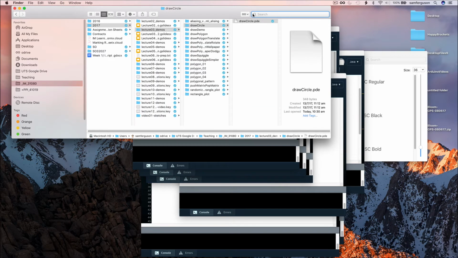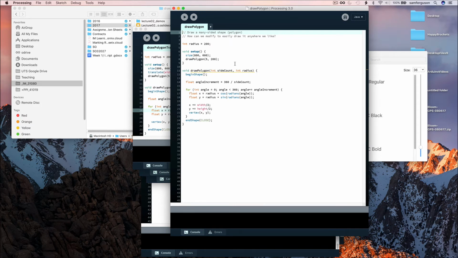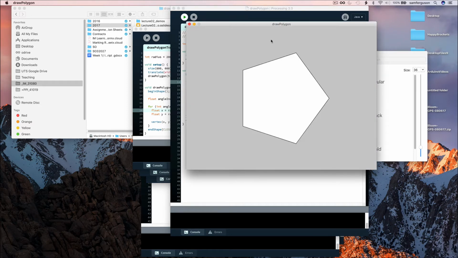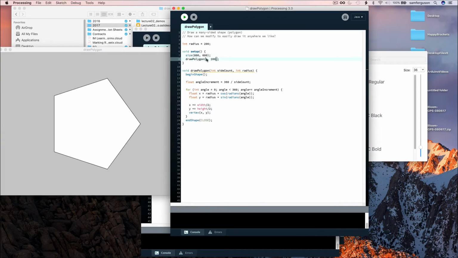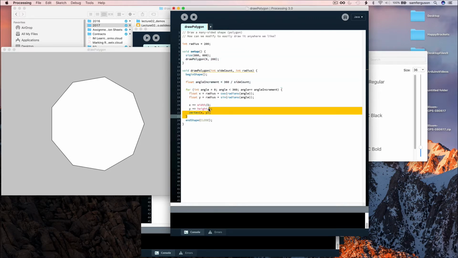Now we can also draw a polygon. Here's our polygon example. So here we'll say side count by radius. And we're going to set the angle increment to 360 divided by side count. Here we're looking for a 5-sided polygon with radius of 200, but we could easily change that to a 9-sided polygon and get a 9-sided polygon very simply because we've done the maths here. And notice the maths looks pretty similar, doesn't it? What's the difference?